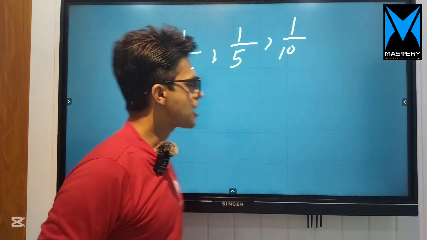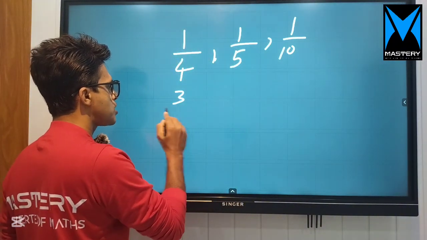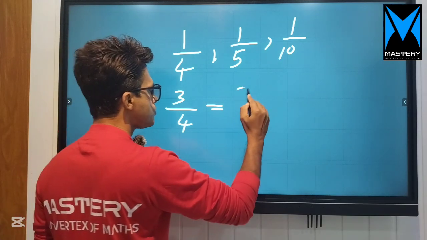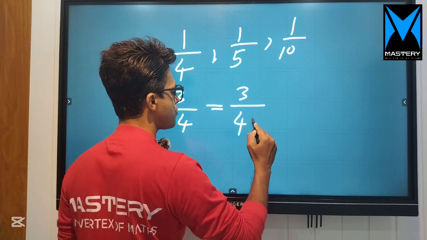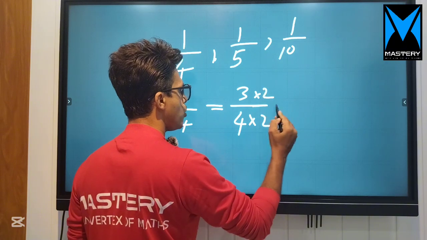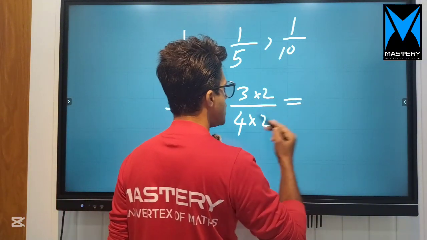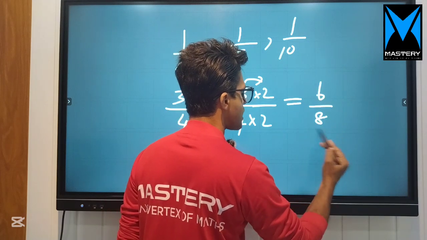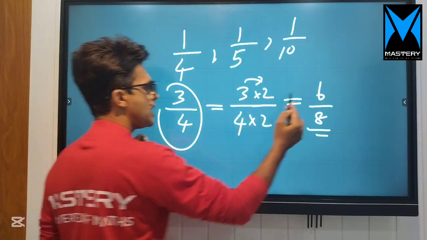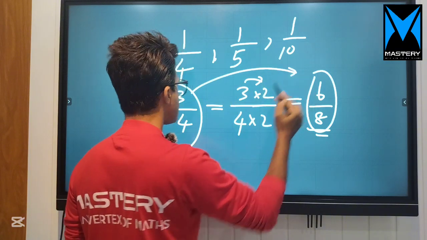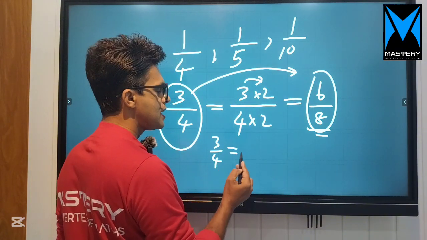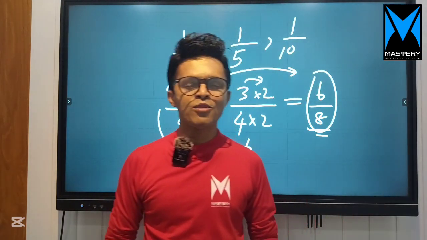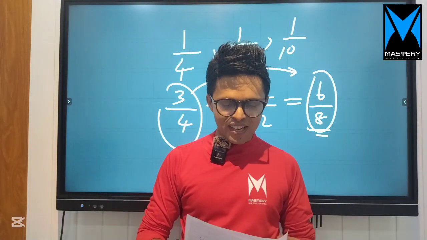So when it comes to equivalent fractions, let's write an equivalent fraction to 3/4. To get an equivalent fraction to 3/4, we could multiply both the denominator and numerator by an equal value. So 3 times 2 is 6, 4 times 2 is 8. So 3/4 and 6 over 8 are equivalent fractions. So this is the basic idea of unit fractions and equivalent fractions.